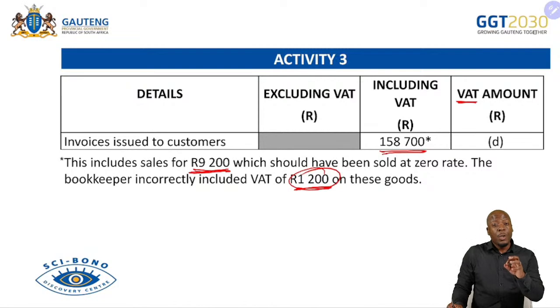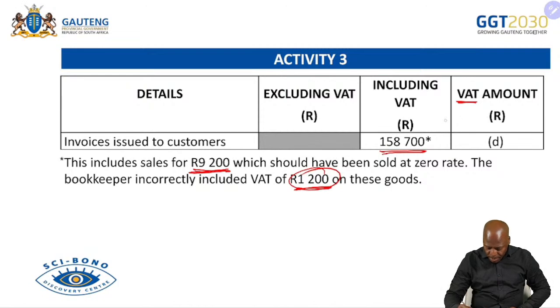So there are chances that you might make a mistake here. You need to be very, very careful. You need to pay careful attention. The amount that we are given, let's start first there. The inclusive VAT, which is 158,700.